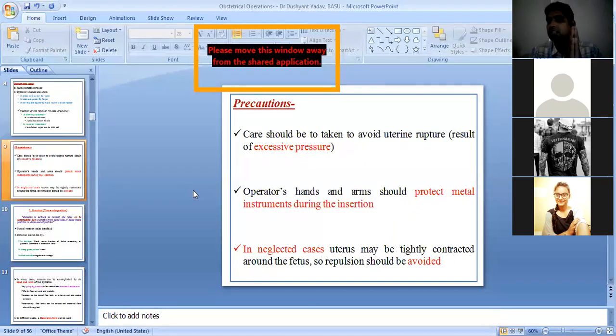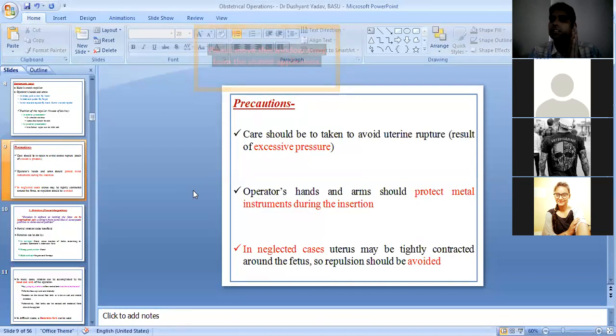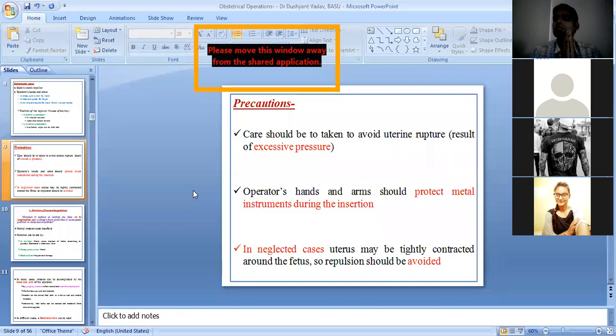There are chances of tearing of the uterine muscles, and you should protect the metal instrument like the cone crutch repeller with your hand. Otherwise, it will tear the uterine musculature, or if the fetus is live, it will hamper the life of the fetus. So be careful during the use of your metal instruments.